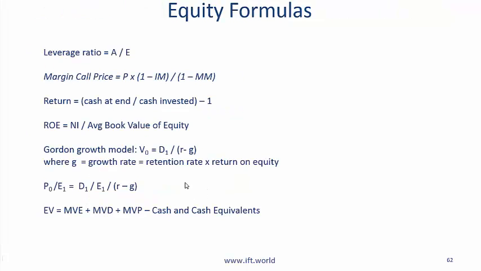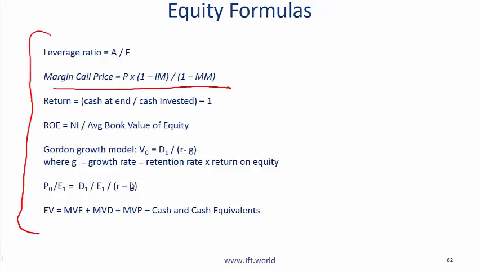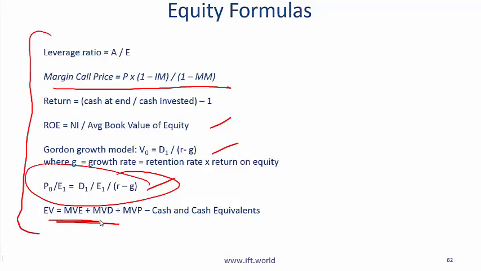That brings us to the end of equity, and I just want to make a simple point here. I'll not read through all these formulas, we've done them already, but note that there are not that many formulas to learn, and all these are fairly straightforward. I'd say the only tricky ones are right here. The margin call price, return is fairly straightforward. This you know. Gordon growth model, I hope you can do in your sleep. This is simply derived based on the Gordon growth model, and you need to learn enterprise value.